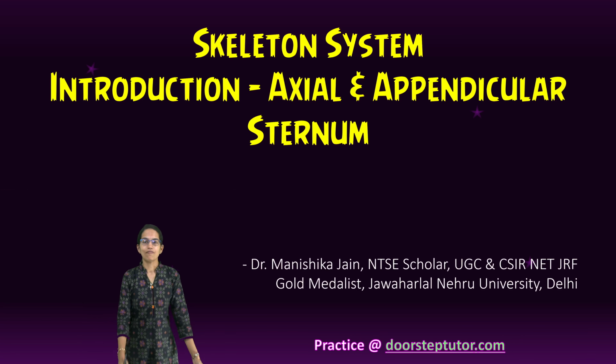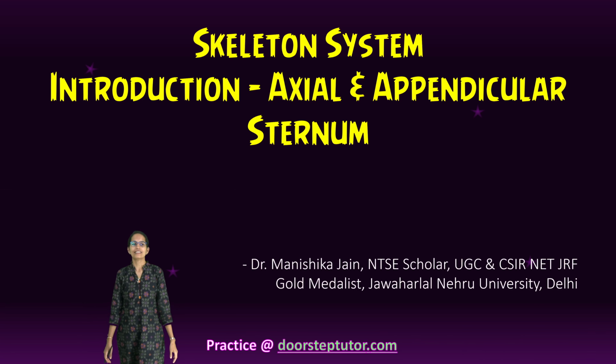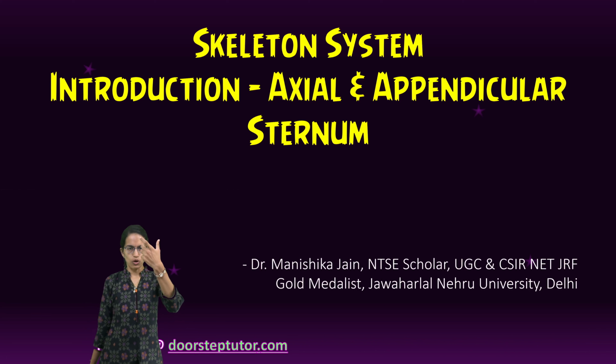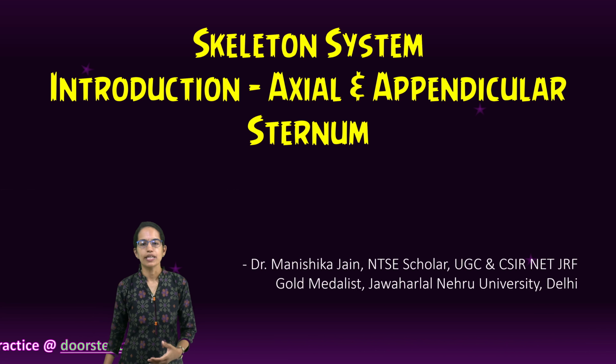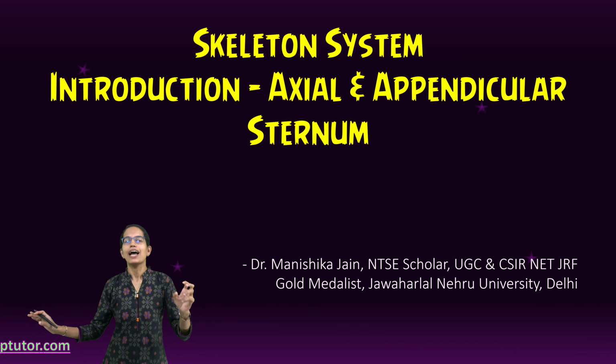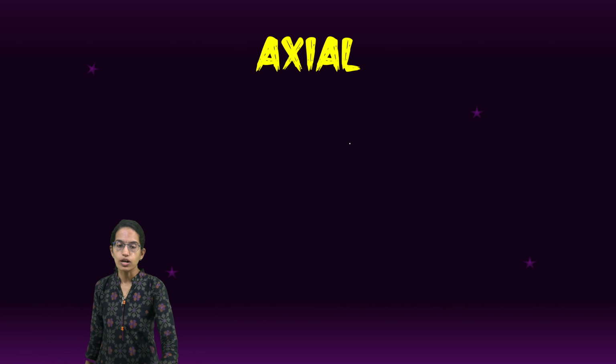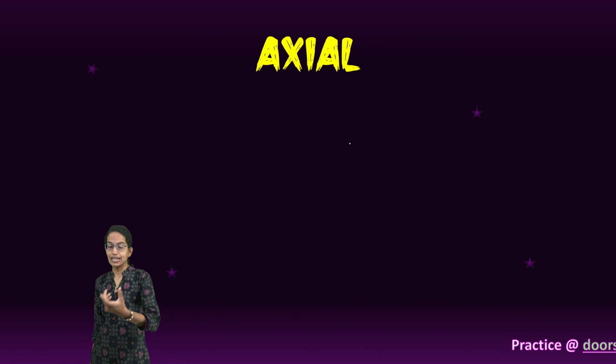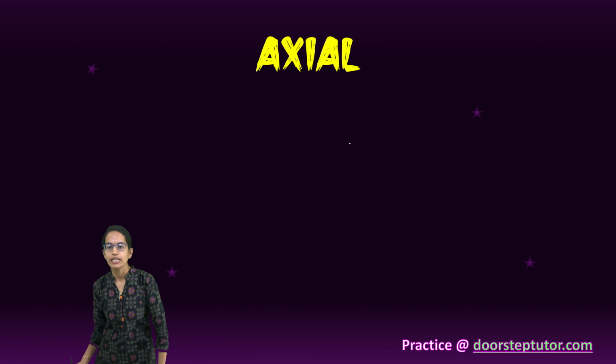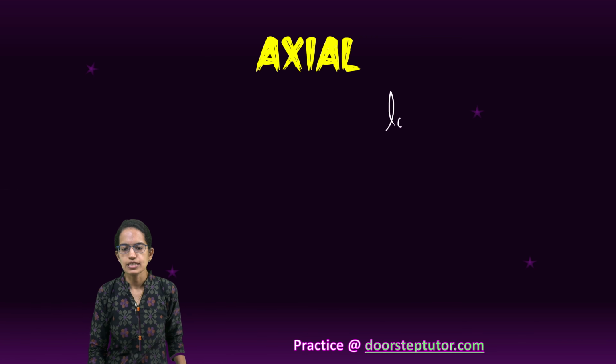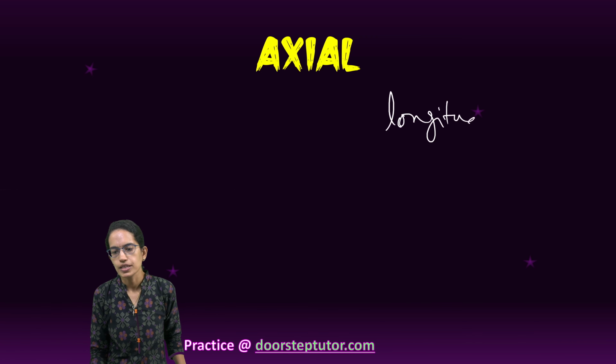When we are classifying a skeleton system, we can classify the skeleton system into two components, the axial component and the appendicular component. And then in this section, we would also talk about sternum. So what is the axial? Axial means along the axis. So it is which axis? It is the longitudinal axis.